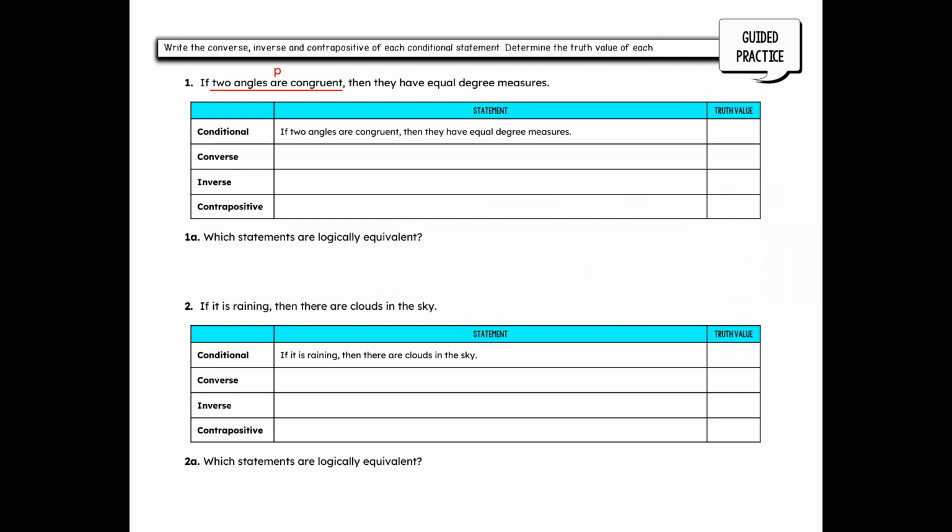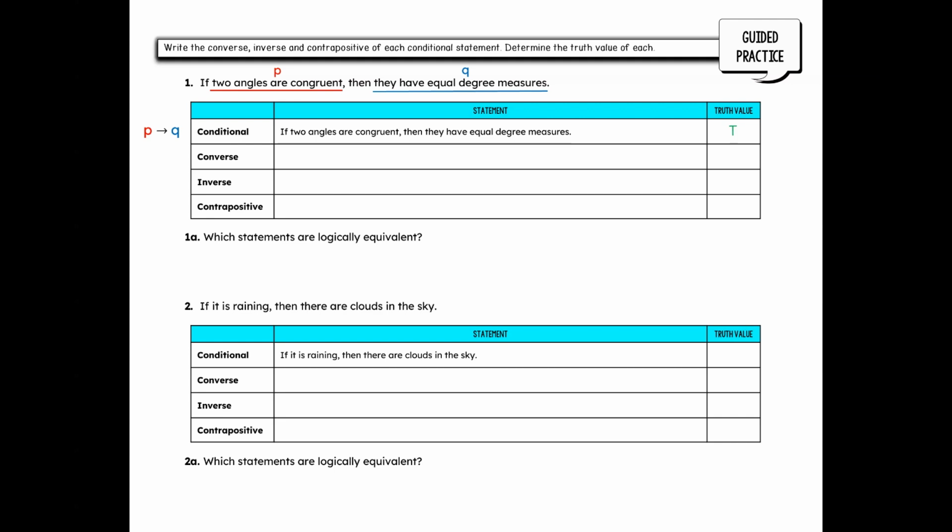If two angles are congruent, that's our hypothesis. What's our conclusion? It follows the word then. They have equal degree measures. So recall that a conditional statement is written if P then Q, starting with the hypothesis and ending with the conclusion. The truth value of this statement, congruent angles have equal degree measures, is true.